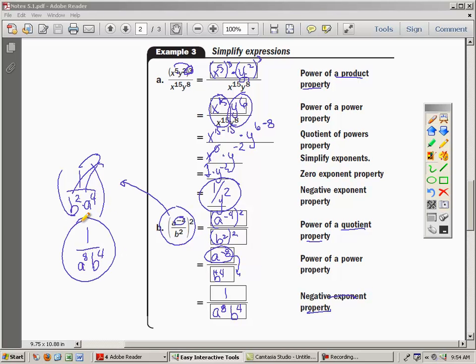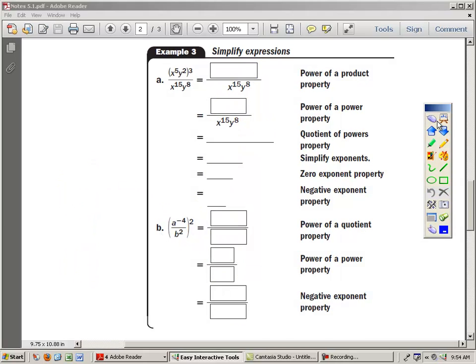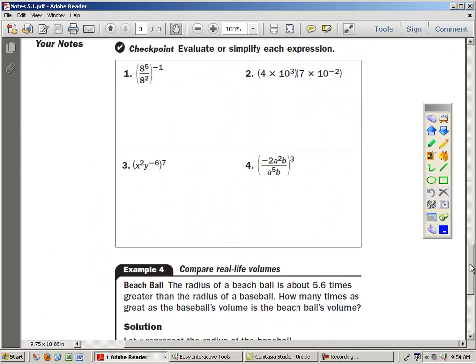Both of those are certainly adequate means of solving that problem and simplifying that particular expression. So, a few checkpoint problems here. All right, go ahead and pause your video and try these, and we'll be right back with solutions.